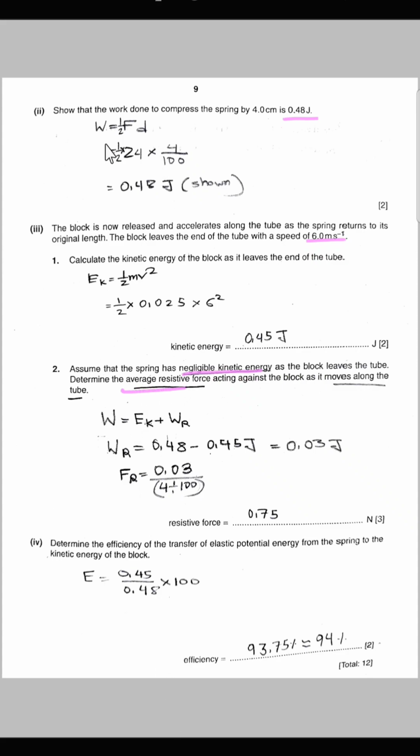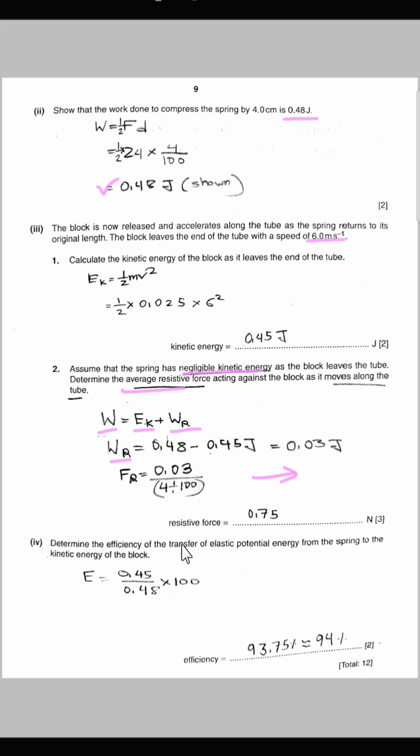To calculate this resistive force, we are given the initial energy, that is the work done when compressing, which is equal to the final kinetic energy plus the work done due to resistance. The initial energy is 0.48 and the kinetic energy is 0.45. Thus we can calculate the work done against resistance, that is 0.03 joules. Work done is equal to force times distance, so force would be work done divided by distance, that is 0.03 by 4 by 100. So the resistive force is 0.75 Newton acting on the block due to its movement.